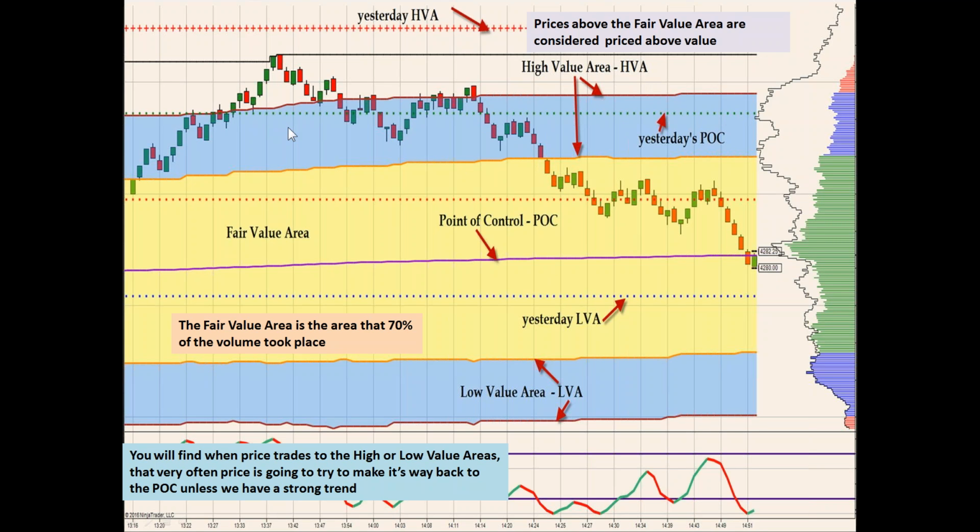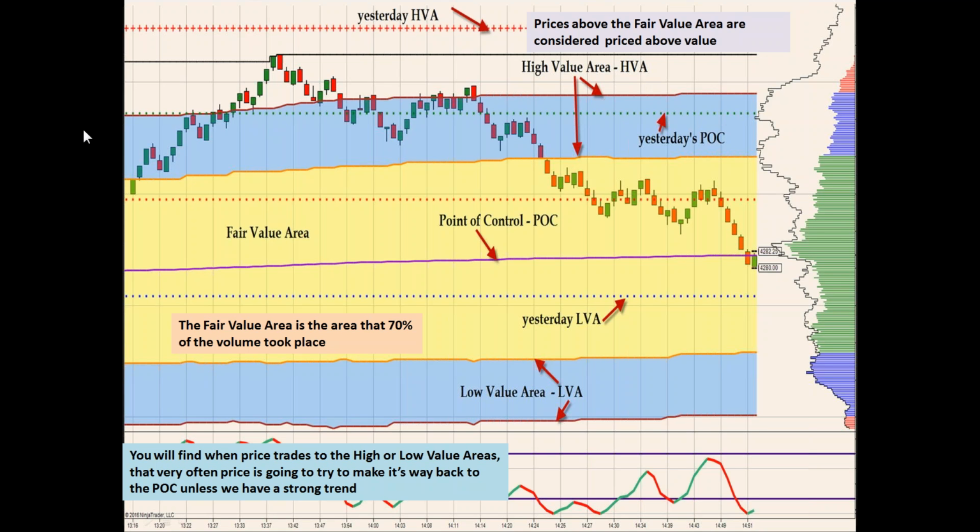What you're going to find, if price is pretty sideways, is that these value areas and the fair value here are pretty flat. If we had a strong trending move or a strong trend for the day going on, these would be angled just like a moving average would, if you will.